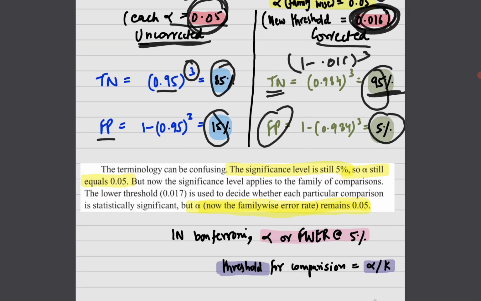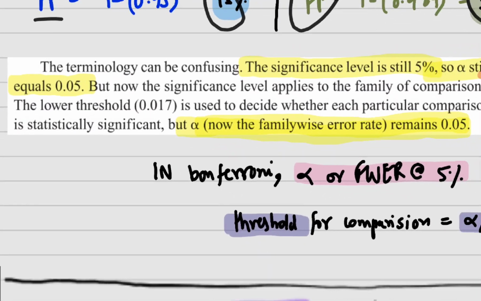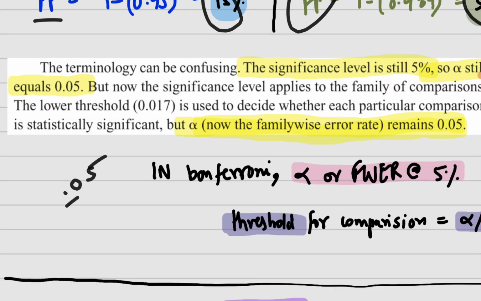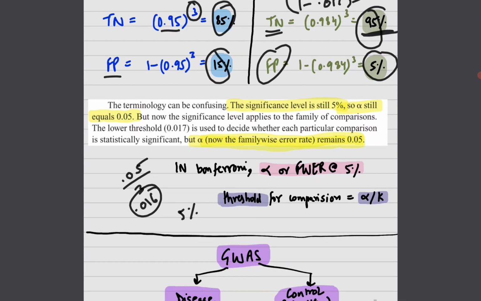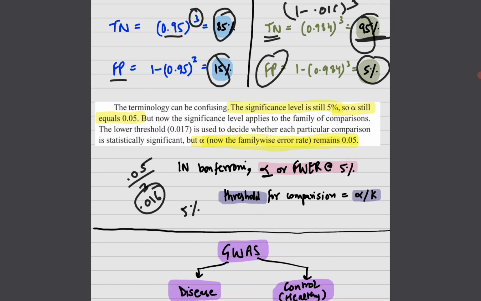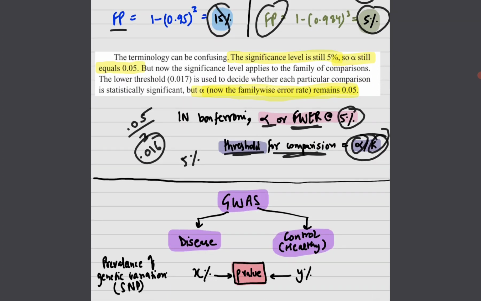So remember, when you do Bonferroni correction, the new threshold that you get, for example in this case 0.05 divided by 3, that is about 0.016, is called the per comparison error rate. But the entire family wise error rate, the FWER, is still 5%. So in Bonferroni correction, the alpha level or the significance level or FWER is still 5%, but what we have changed is the per comparison error rate. The per comparison error rate is nothing but the threshold for each individual comparison, which has been changed to alpha by k, or 0.05 divided by the number of comparisons.